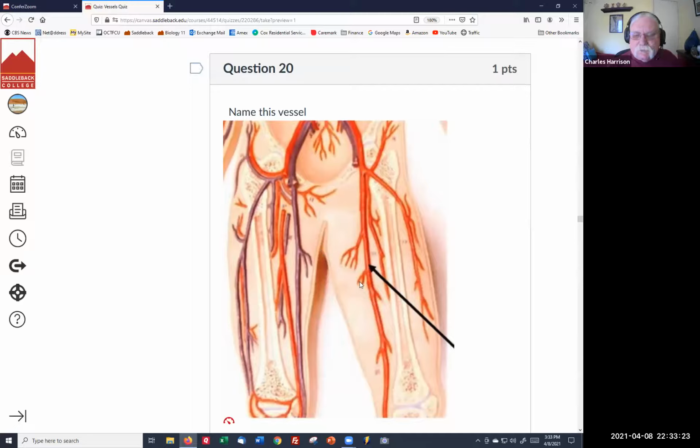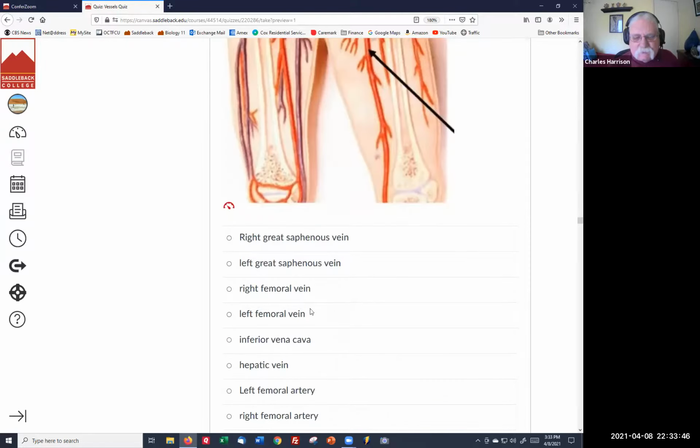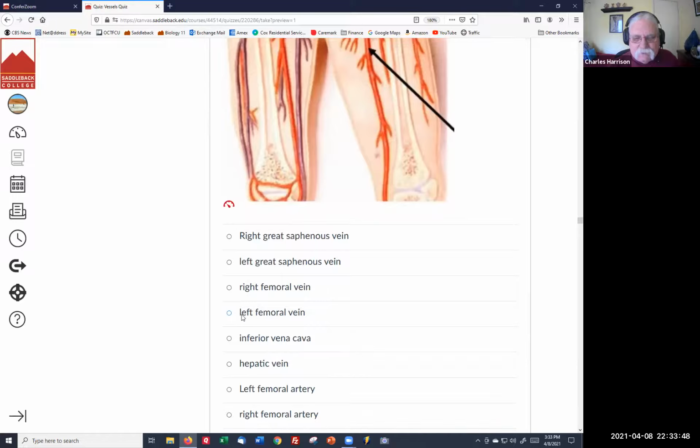Question 20 asks to name this vessel here. This is above the knee and in the thigh. It's on the left side, so it should be the femoral. Femoral starts from the deep femoral, which is right here, splits, goes both ways. So, left femoral artery.